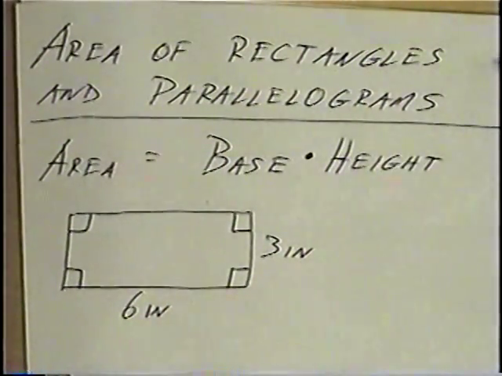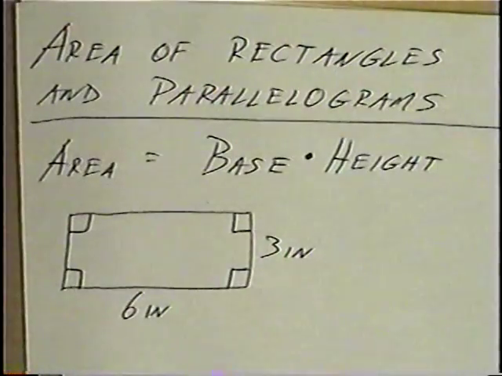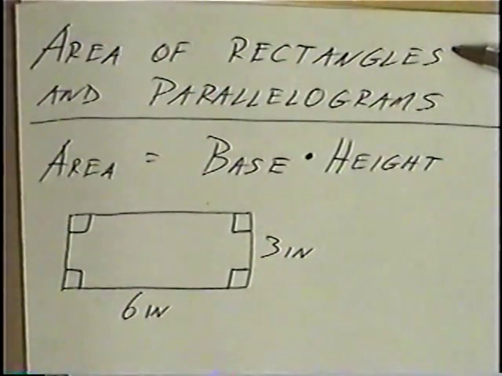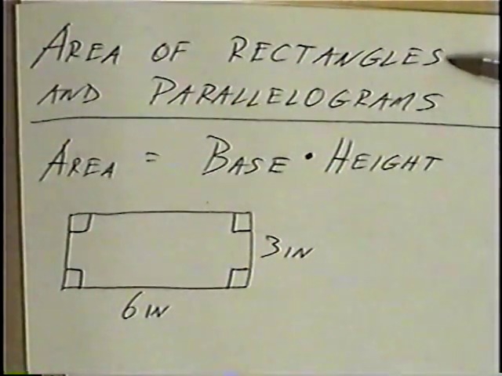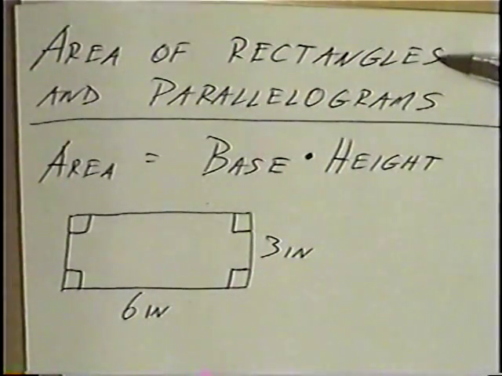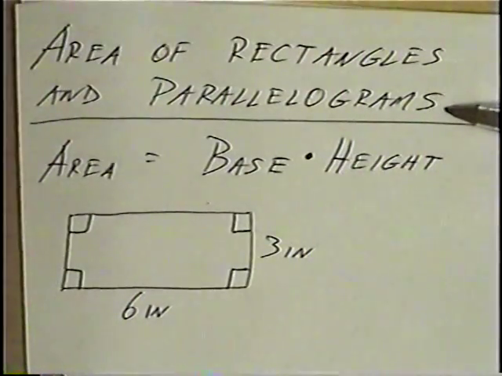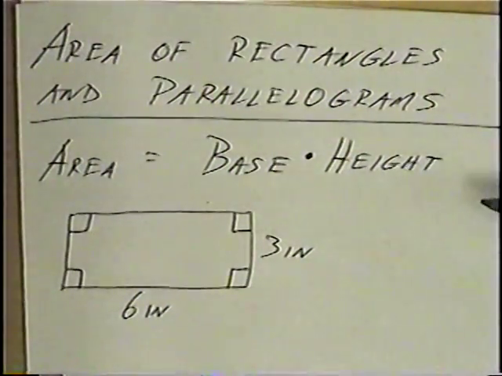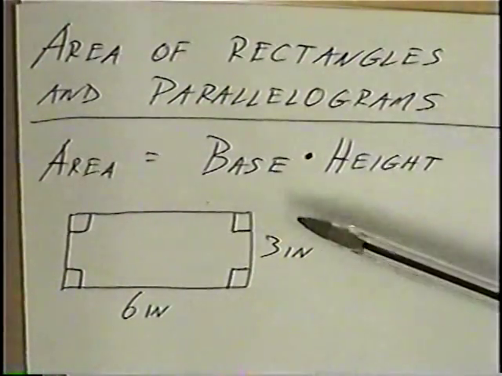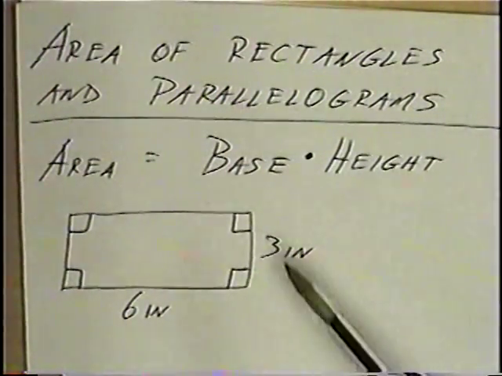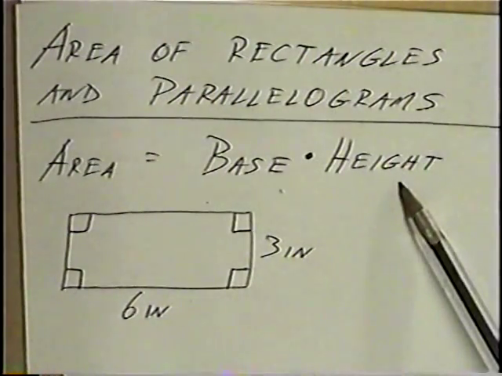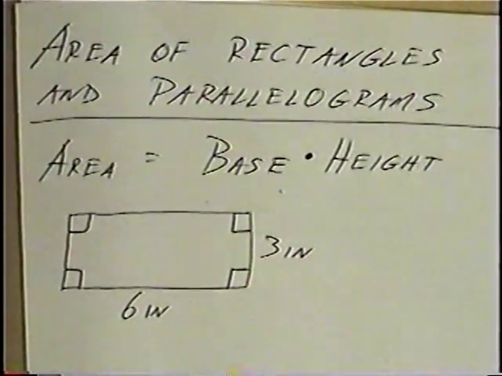Area of rectangles and parallelograms. A rectangle is a four-sided shape that has right angles, or 90-degree angles, and opposite sides are parallel and also the same length, or congruent. Parallelograms, the opposite sides are parallel, also the opposite sides are congruent or equal. The formula to find the area of either a rectangle or parallelogram is the base times the height. The base is how long the shape is, and the height is how tall the shape is.